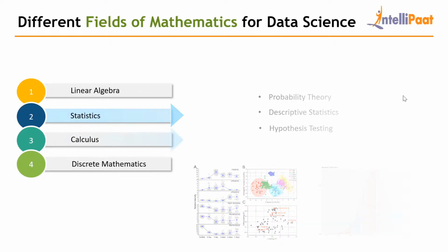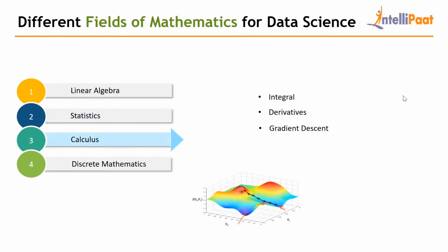Now the next part is calculus. Calculus is one of the very important fields of mathematics that is used for data science. Integral calculus, derivatives, and gradient descent are majorly used in the field of data science, machine learning, and for creating neural networks. Integral calculus is the field of mathematics that specially helps in joining the small components of the data or of the model to give us a system that can perform actions.